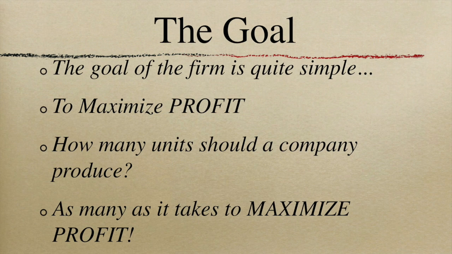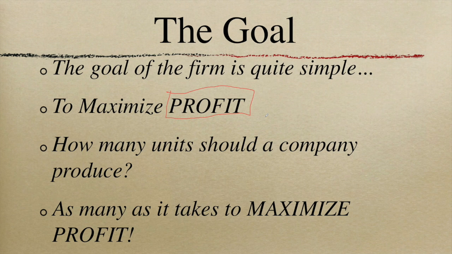Now, the goal of a firm, this is really important, it's really simple. The goal of the firm is to maximize profit. So when you ask the question, how many units should a company produce? As many as it takes to maximize profit. How many workers should a company hire? As many as it takes to maximize profit.